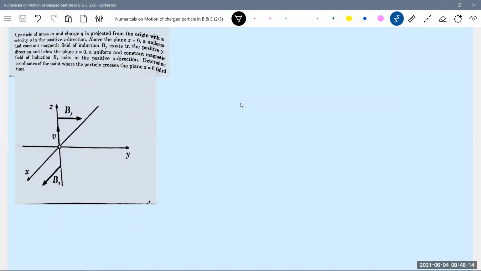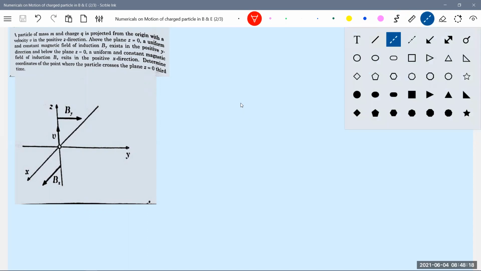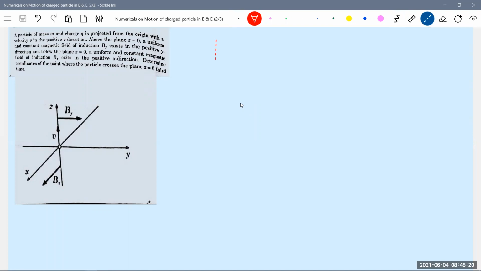So you draw a small diagram. You have to construct the situation here. So here what you can do is, I'll bring this rectangular coordinate axis. It will be z-axis, negative z-axis.